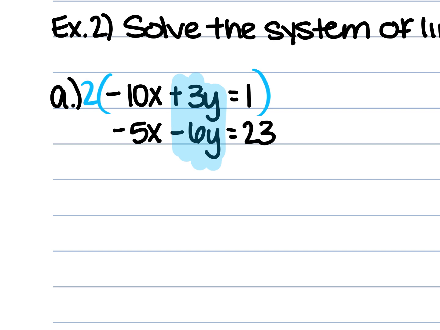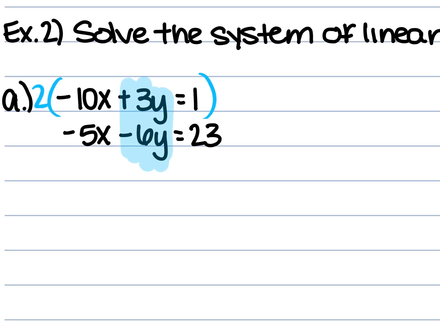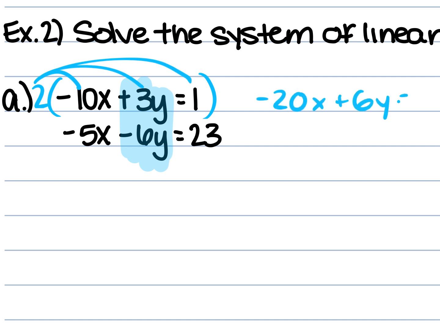When we multiply the top number times 2, that gives us a positive 6y, which is exactly what we're looking for, the same number but opposites. So I'm going to rewrite it on the right here just so we have some more room. That 2 gets multiplied to everything in our first equation. So it becomes negative 20x plus 6y is equal to 2. Do not forget to multiply it to the other side of the equal sign. That's one of the most common mistakes that people make here, is that they forget to multiply it to everything.